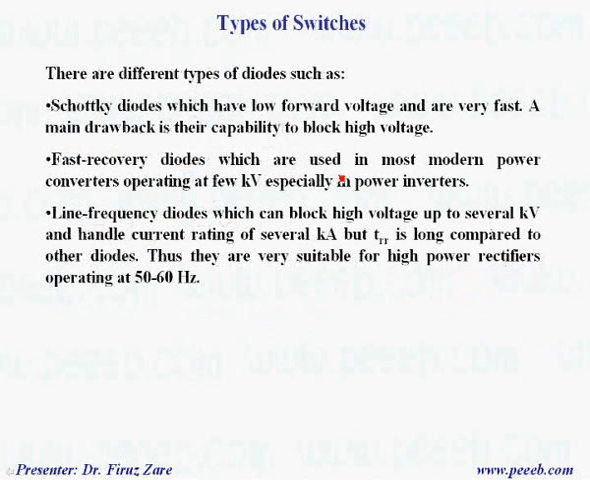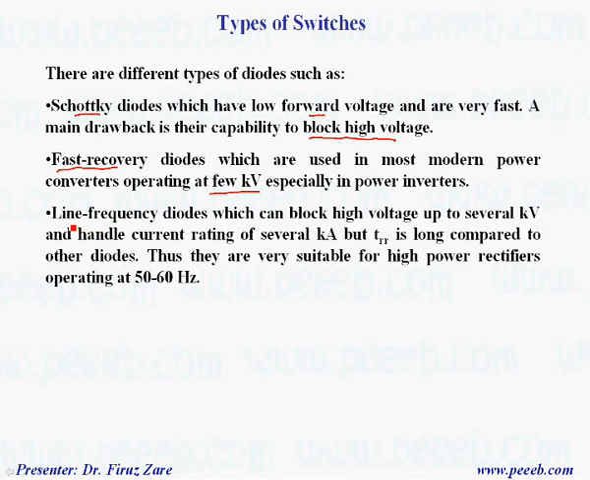We can classify diodes into Schottky diodes, which have low forward voltage and are very fast. The main drawback is that they are not available at high voltage, so they cannot block high voltage. The next type is fast recovery diodes, which are used in most modern power converters, especially in inverters, and they can handle a few kilovolts.